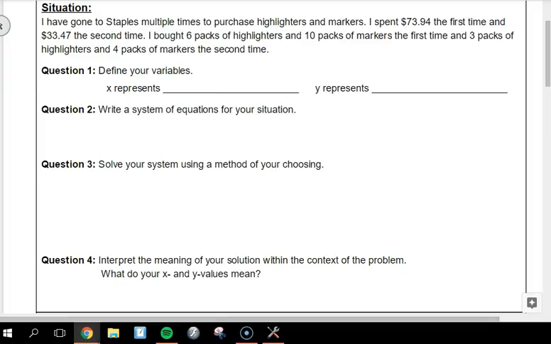Today we are going to be working on word problems, so we're just going to jump right in. Our first situation, I've gone to Staples multiple times to purchase highlighters and markers. So we're going to go through underlined keywords, box key numbers. I spent $73.94 the first time and $33.47 the second time. So we're looking at 2 times that we've gone to Staples.